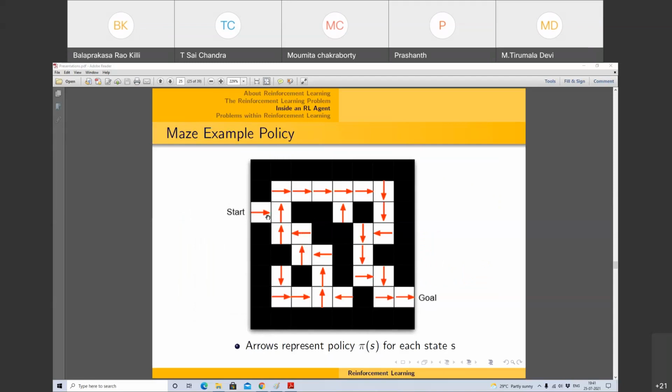Now, when you come here, you see the arrow represents the action. When you are in this state, you move right. When you are in this state, you move up. When you are in this state, move right. Like this it was telling, right? When you are in this state, you move up. When you are in this state, move up. When you are in this state, move left, like this.